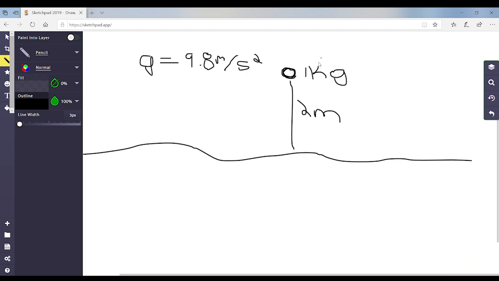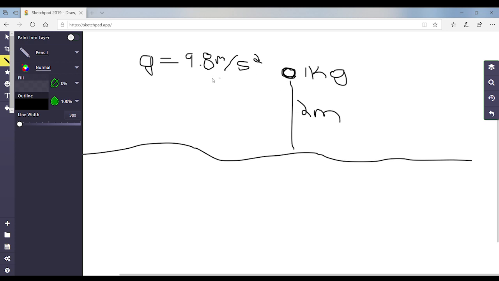That just means that it's an acceleration of 9.8 meters downwards. So that's what gravity is. It's just an acceleration downwards of 9.8 meters per second squared. Okay, so now we want to find out what the potential energy of this ball is.